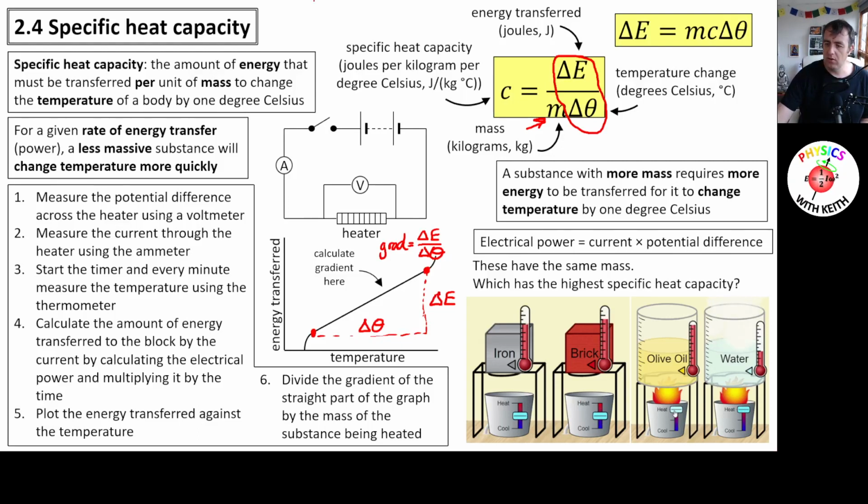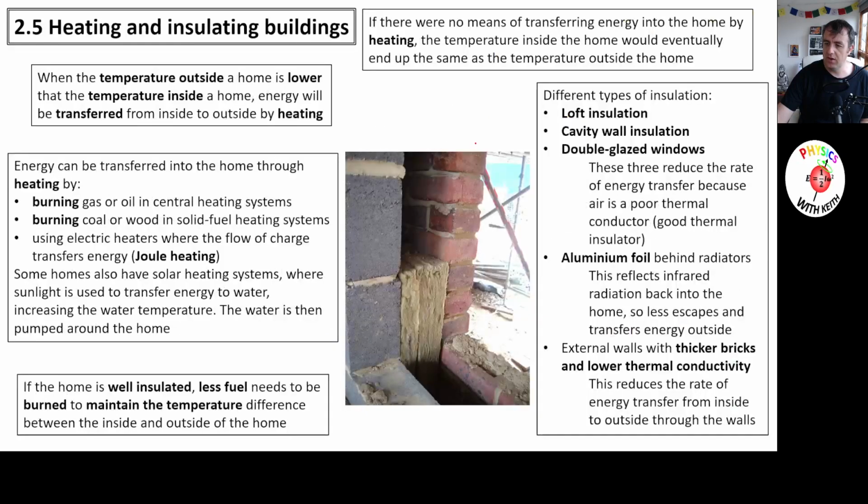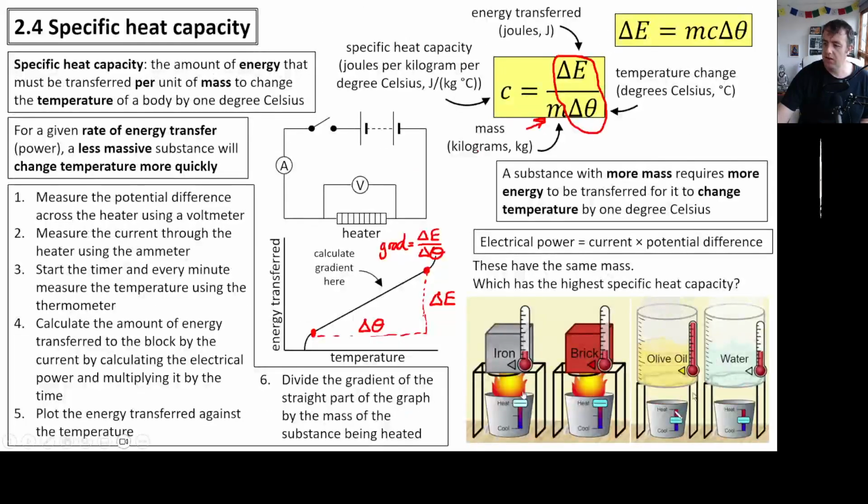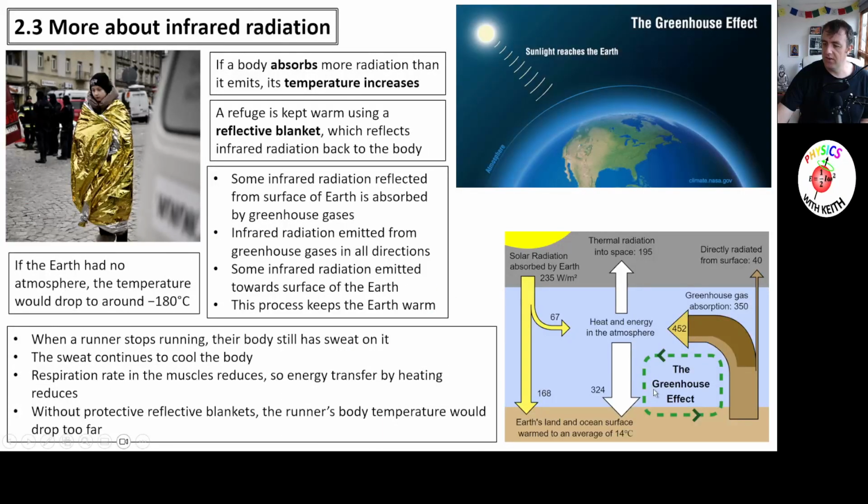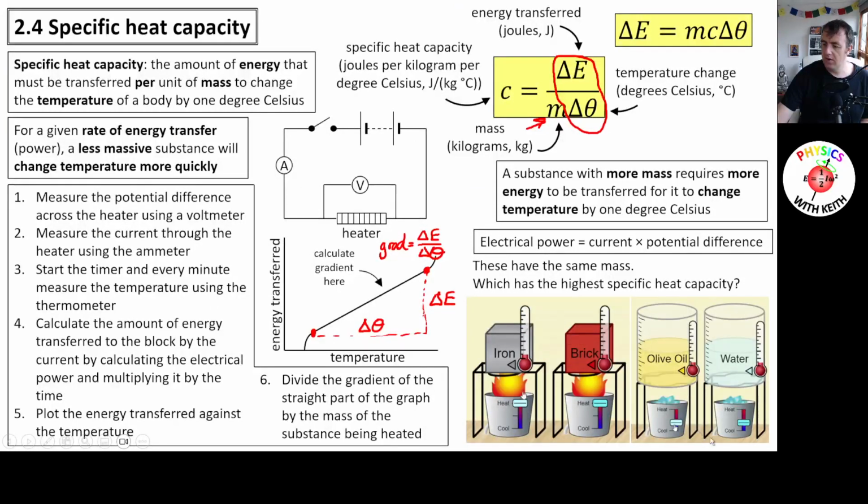If you compare olive oil and water, get them both to start at 0. There we are. So increase the temperatures together. You'll notice that the olive oil temperature goes up faster than the water temperature. So the water has a higher specific heat capacity than the olive oil. The olive oil has a lower specific heat capacity than the water.